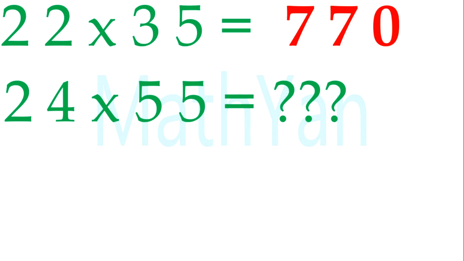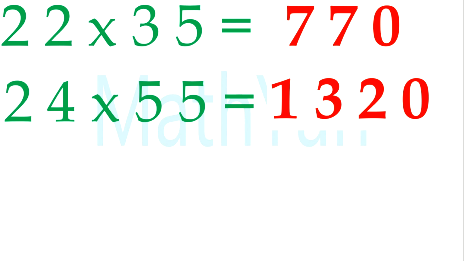What about this, 24 times 35? So it will be equal to 12 times 110. 12 times 110. 12 times 11 is 132. So you just add a 0 behind. So 1320.